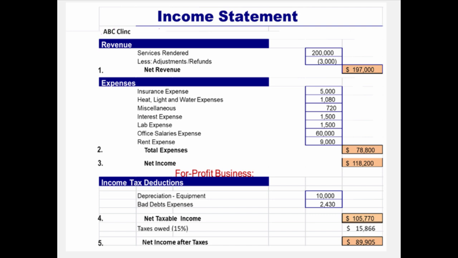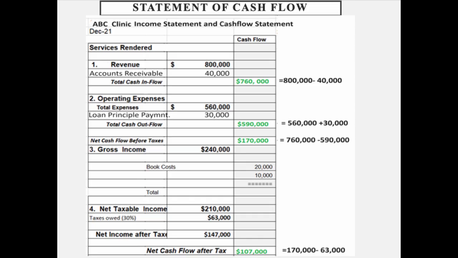This income statement document lists the 5 major components of the income statement for a for-profit business. 1. Revenue. 2. Expenses. 3. Net income equals revenue minus expenses. 4. Net taxable income equals net income minus tax deductions. 5. Net income after taxes, or profit, equals net taxable income minus taxes.